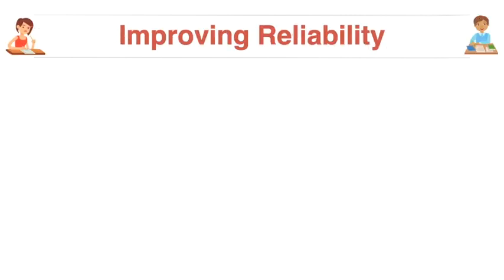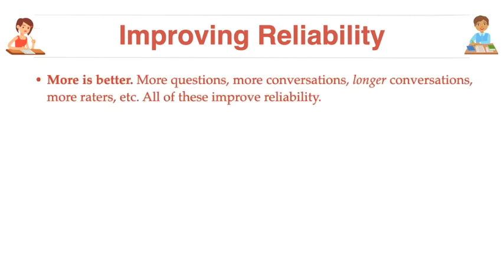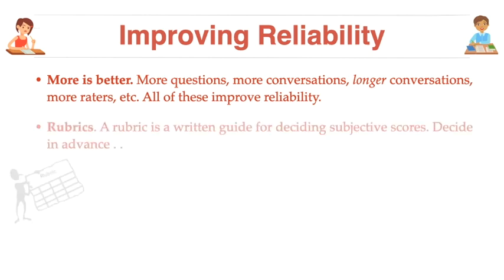To improve the reliability of subjective assessments, keep the following points in mind. First, more is better. This means more observations to score. For example, more questions, more conversations, longer conversations, more raters. All of these improve reliability.